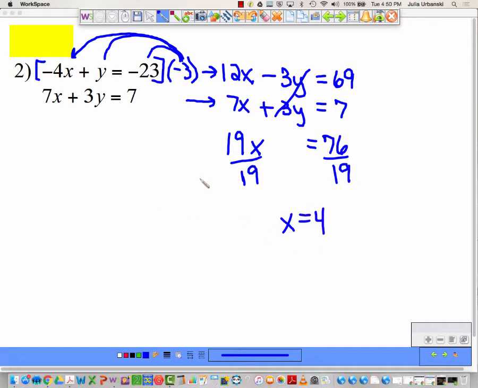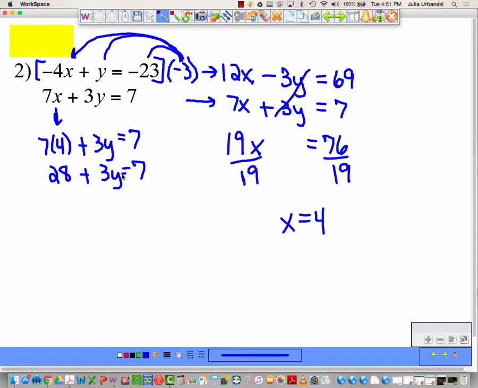So I'm going to take my x equals 4 and plug it into the bottom equation, just because it's easier than overlapping with the top. So we're going to have 7 times 4 plus 3y equals 7. That's 28 plus 3y equals 7. Subtract 28 from both sides.